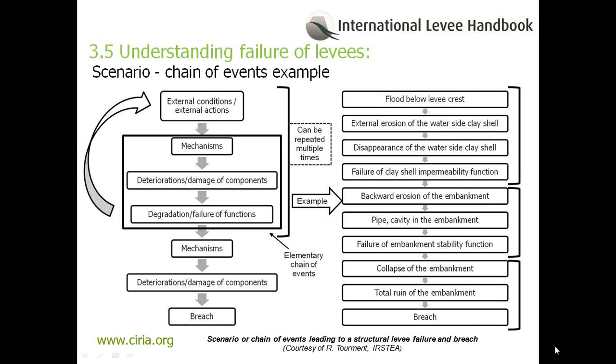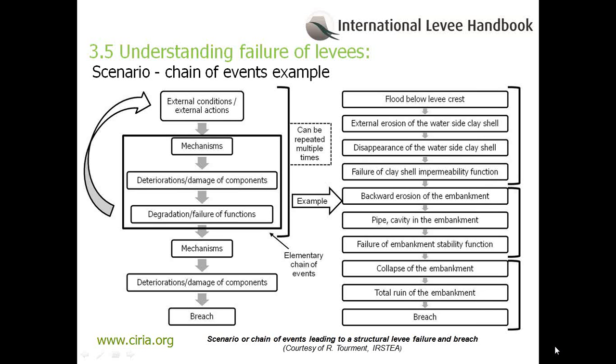The appearance of a mechanism can be activated by a phenomenon initiator such as an overload, a high water level, or a rapid change in water level, excessive seepage, or an abnormally raised flow of water. Component deterioration or damage results in the degradation or failure of one or more functions associated with the components. Degradation or failure of a function can then initiate or aggravate mechanisms, creating a new elementary chain of events.